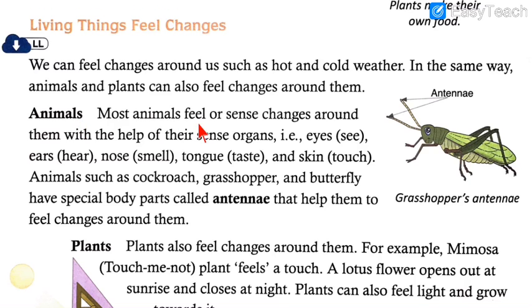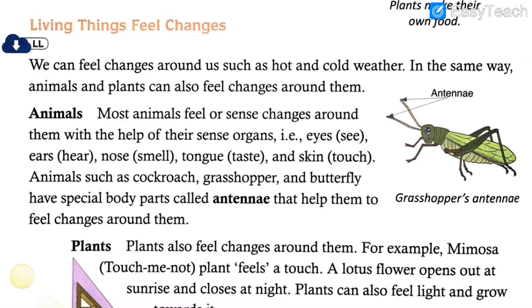Animals. Most animals feel or sense changes around them with the help of their sense organs, that is, eyes, ears, nose, tongue and skin. This is what I said in the previous lecture. I explained in detail that most animals have the same sense organs as human beings. Human beings have eyes, ears, nose, tongue and skin. These are the 5 sense organs human beings have.